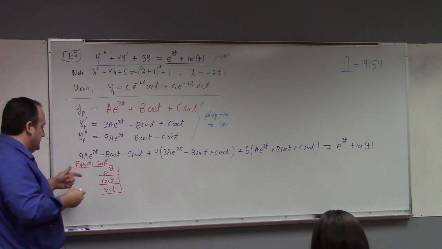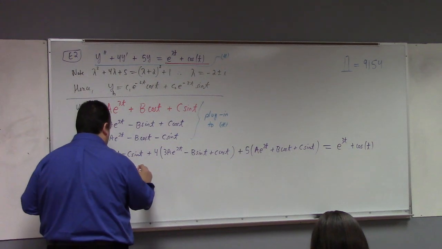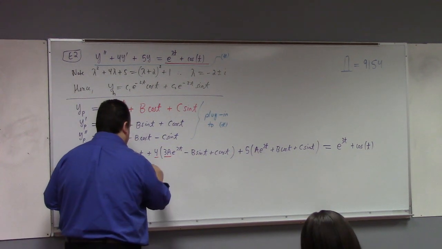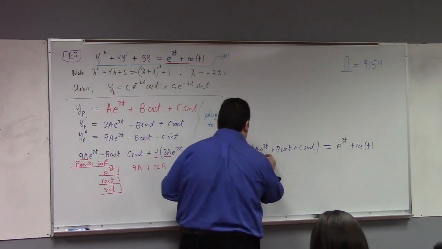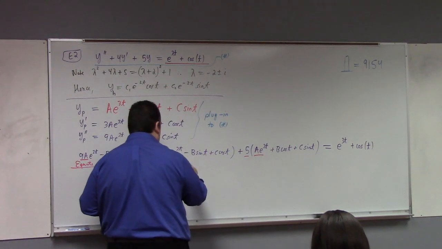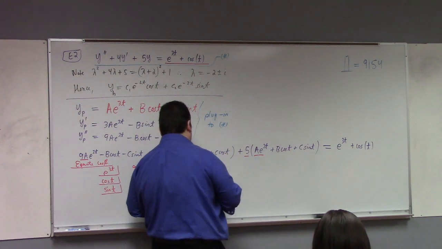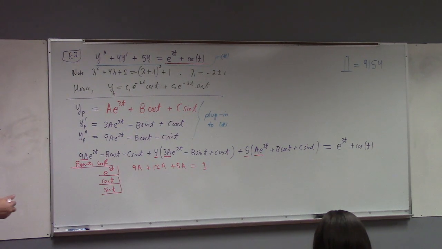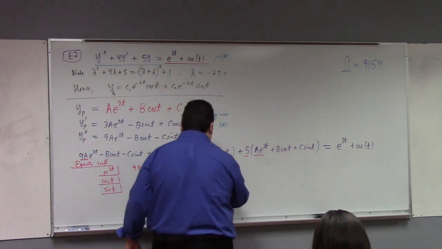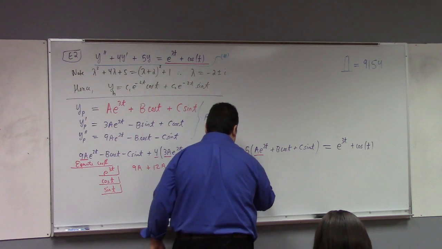So like e to the 3t, I've got a 9a here. I've got a 4 times 3, which is plus 12a there. I've got a 5 times a there. And over here, I've got a 1 on the right-hand side. Therefore, 26a is equal to 1. A is equal to 1/26. Well, there we go. We're done.